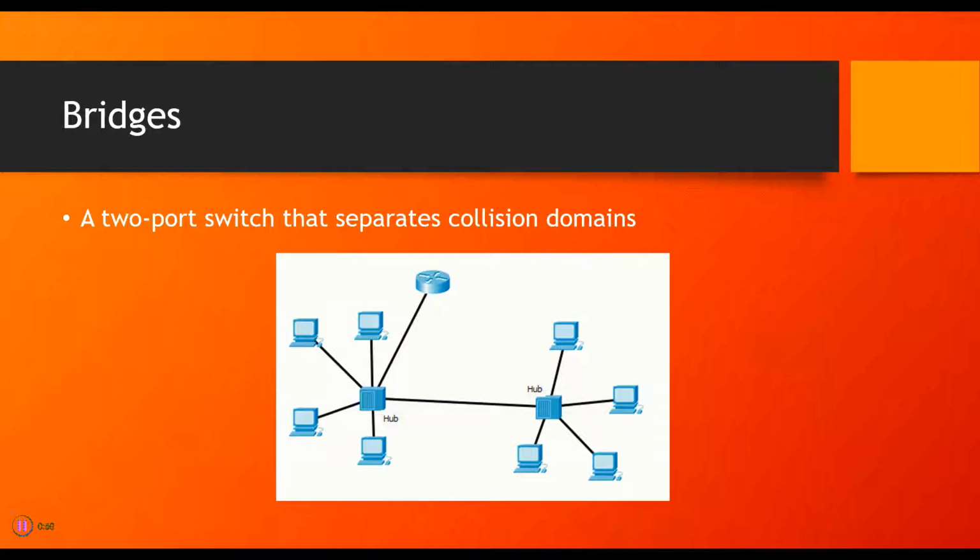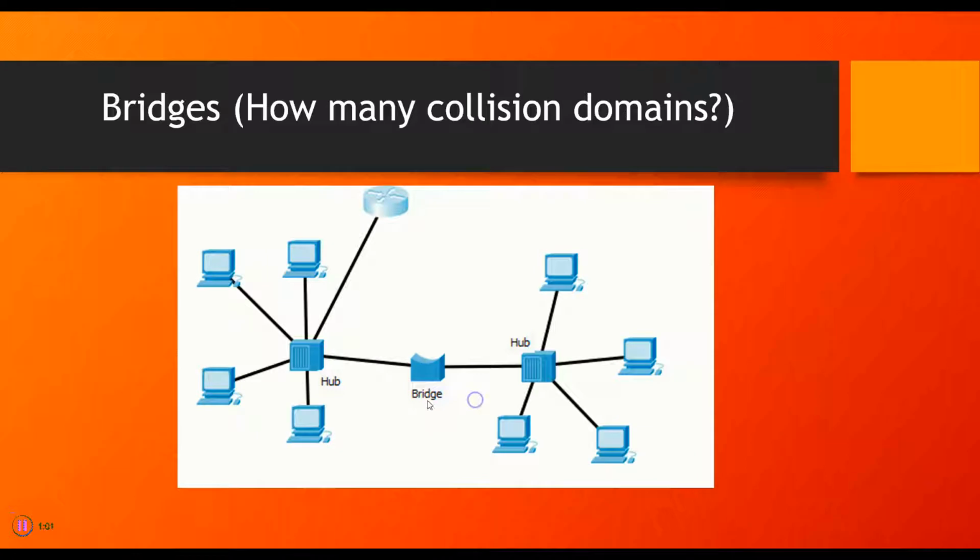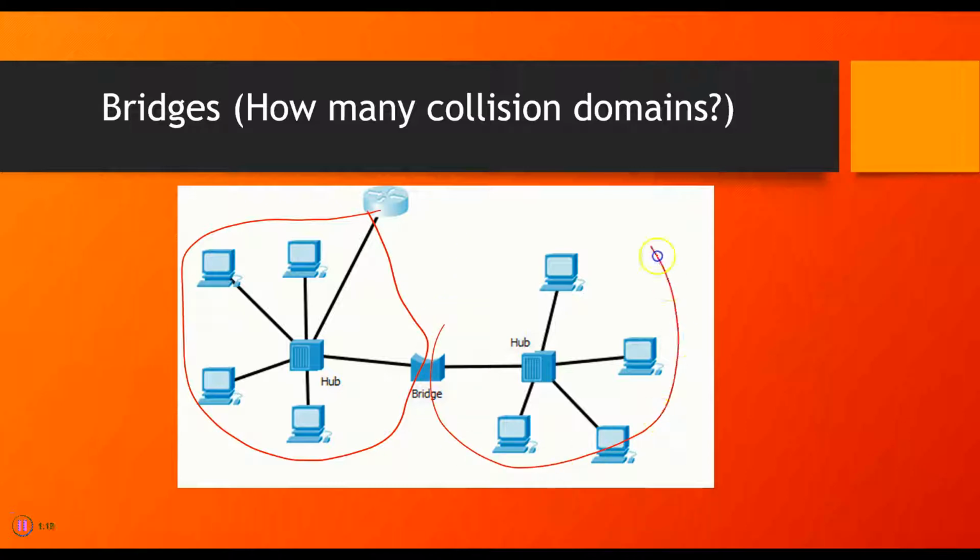So we came up with the idea of a bridge. We said, well, let's just separate our collision domains into smaller collision domains. So we added a device right here in the middle called a bridge. It looks like this. So here's my bridge in here now. And now this is one collision domain. This is one collision domain. Let's outline those like we did earlier. Everything off the router here is one collision domain. And now we have here a second collision domain. So we now have two collision domains because a bridge acts somewhat like a switch, except it only has two ports on it. So that's what we call a bridge.